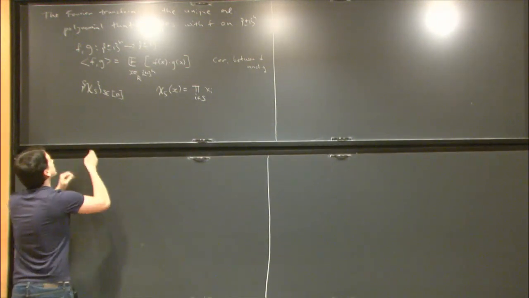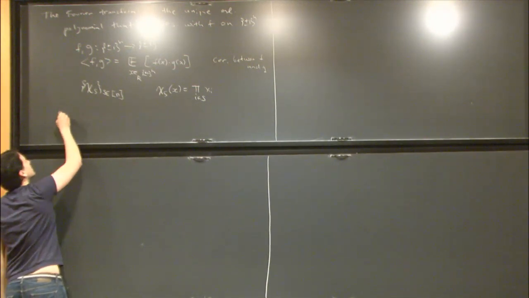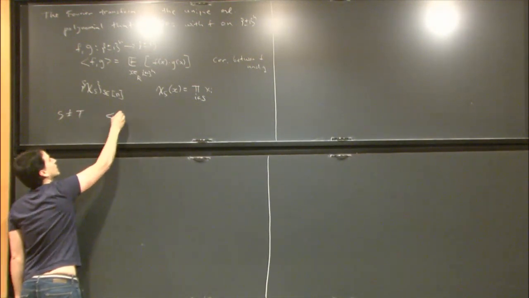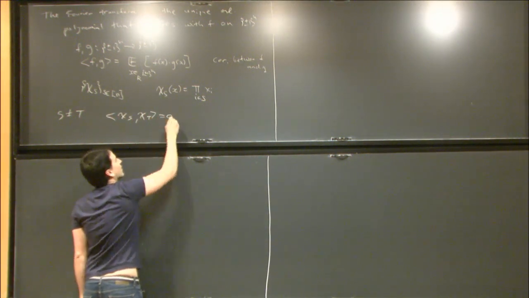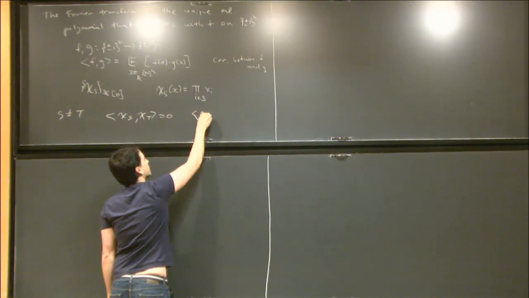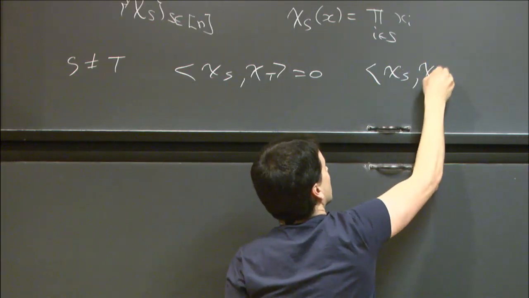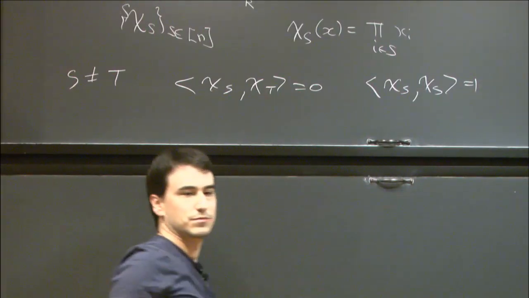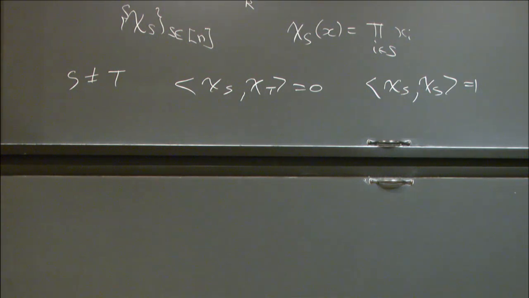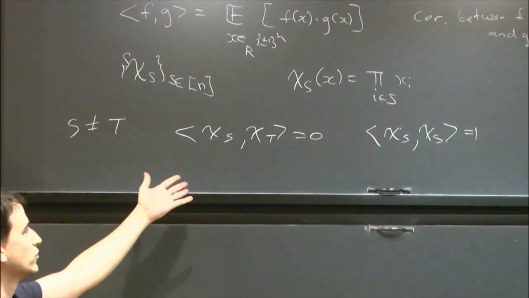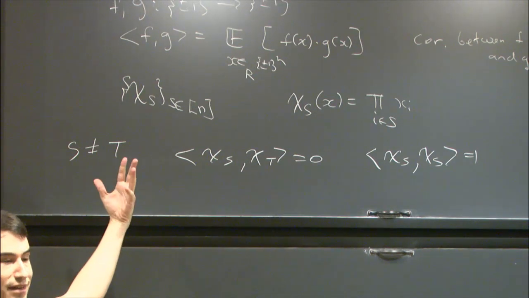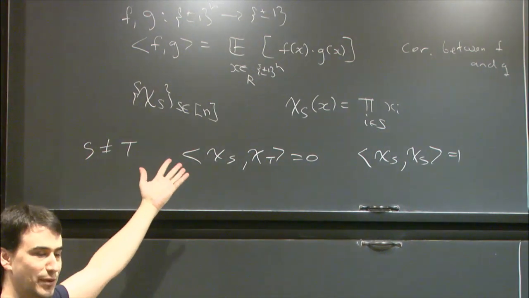It is not hard to check that indeed for any s different than t, the inner product of x_S and x_T is 0. And the inner product of x_S with itself is 1, because the expectation of any Boolean function squared is 1, since it is plus minus 1. So this is an orthonormal basis.